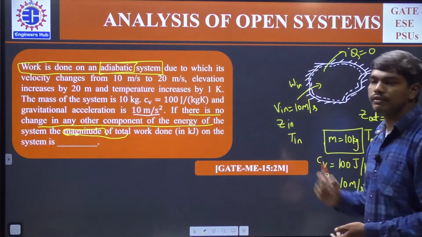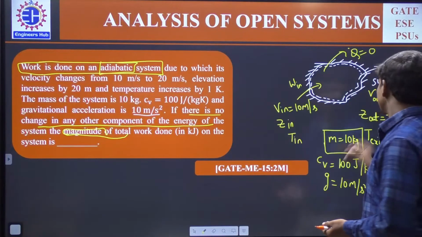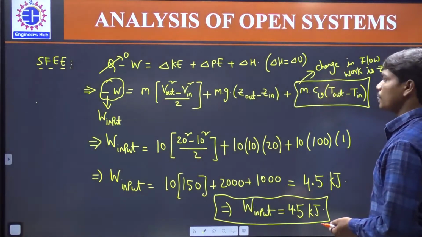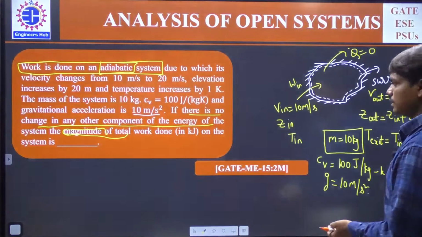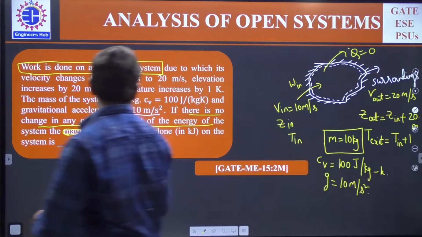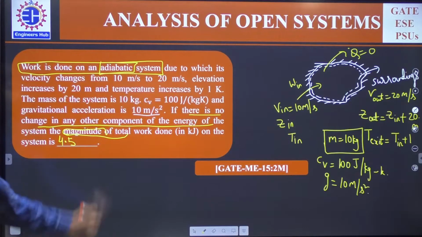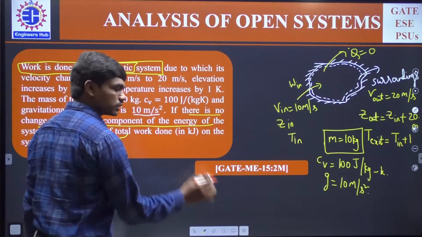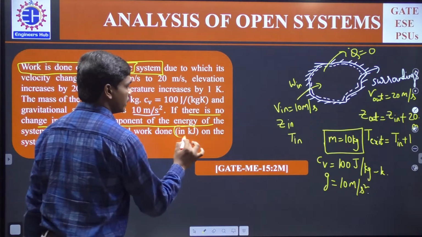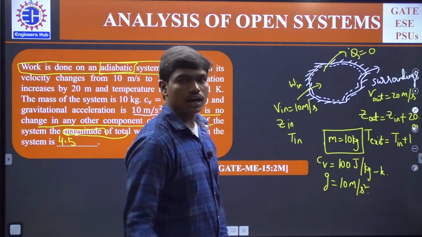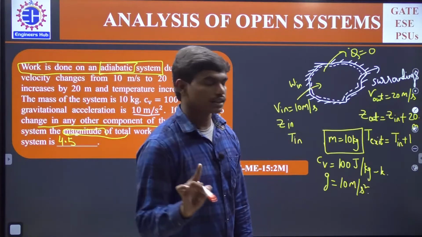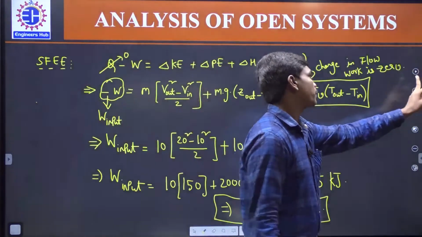It was a GATE 2015 question. If you see it, for 2 marks it was asked. So 4.5 kilojoules. The total work done in kilojoules is 4.5. Okay, and also you should check for the values. Yes, Deepak, it's correct. In kilojoules, you should check for the units and for the magnitude or for the sign changes. Okay, so please be careful with that.